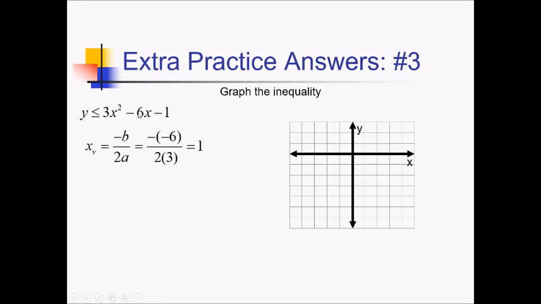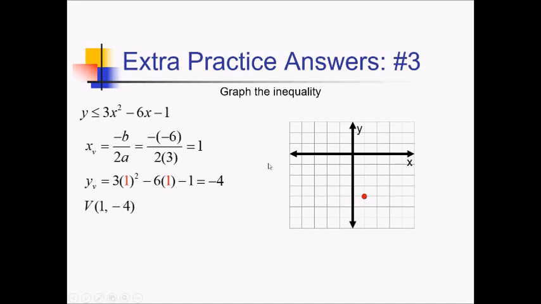Plugging 1 back in to get the y value of the vertex, we have 3 times 1 squared, so that's just 3. 3 minus 6 is negative 3. Negative 3 minus 1 is negative 4. So we have a vertex then of 1 comma negative 4. Since my inequality has an equals, this is going to be a solid dot at 1 comma negative 4. So that's over here, down right there.